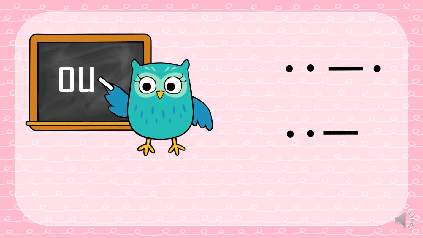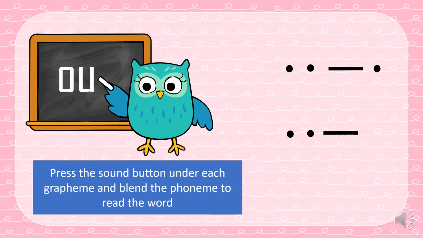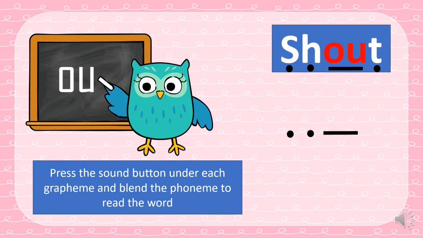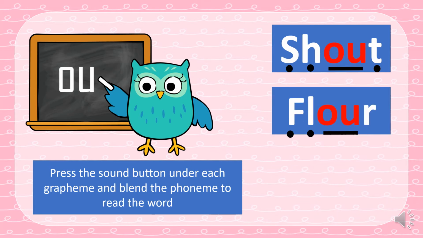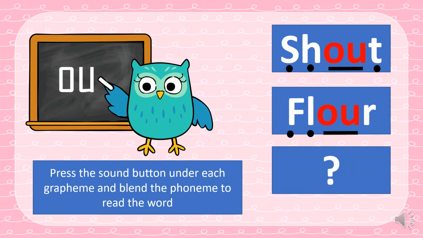Our second sound is the ow sound. Can we think of any words with the ow sound? This may be at the beginning or it may be in the middle. Again, press the sound button under each grapheme and we'll blend the phoneme to read the word. S, sh, ow, t, shout. Can you think of another one? Hour, flower. Another example with the ow sound. Can you come up with a third?